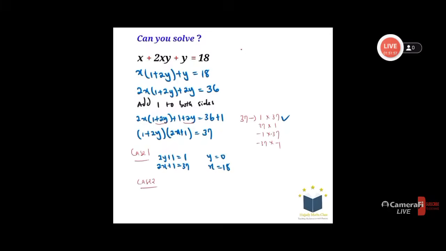For case number 2, we have 2y plus 1 equals 37, and here we have 2x plus 1 equals 1. So we have y to be 18, x to be 0. That is for case 2.